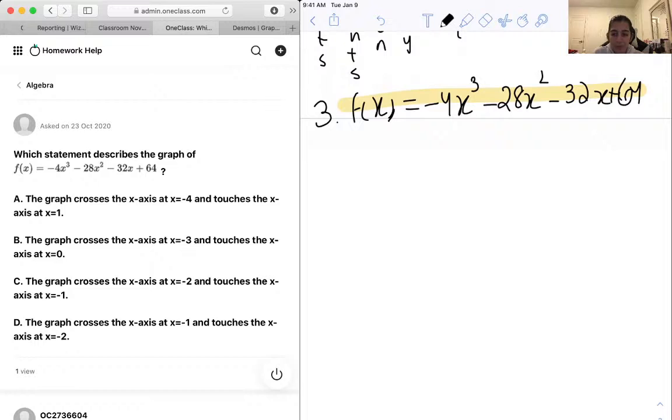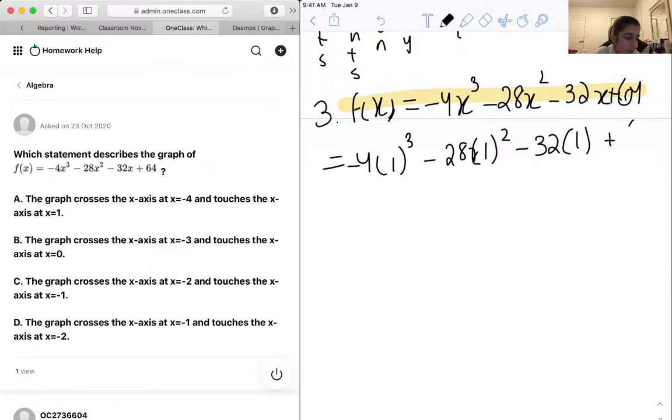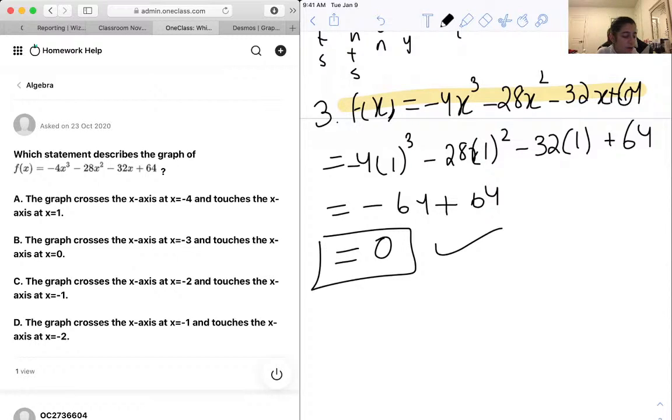So if we substitute, let's say 1 into the equation, we get negative 4 times 1 cubed minus 28 times 1 squared minus 32 times 1 plus 64. So this essentially just becomes negative 64 plus 64, and that equals 0. So we know that that is correct. So x at 1 would be a 0 on the graph.